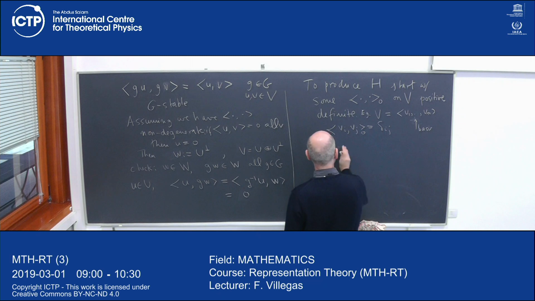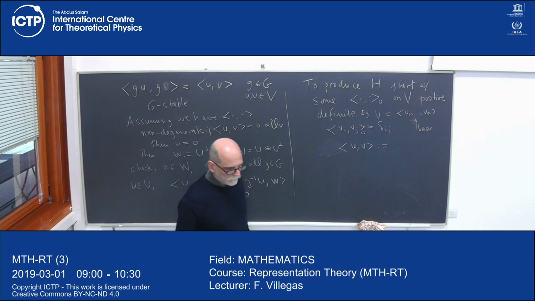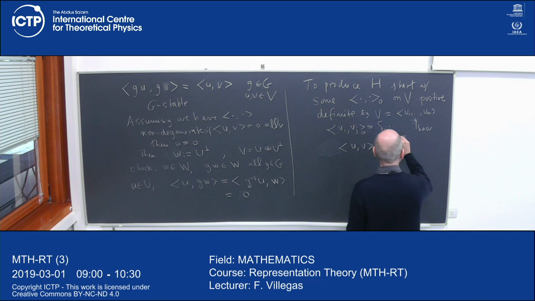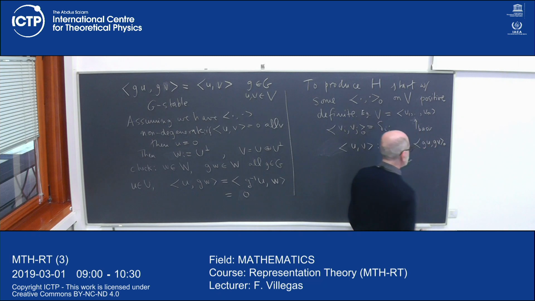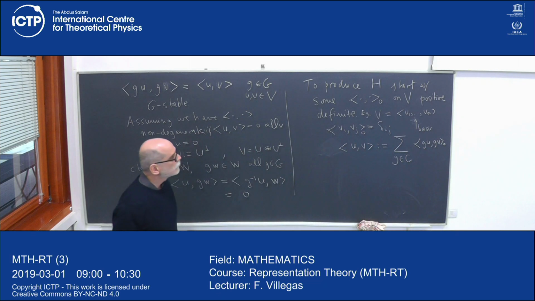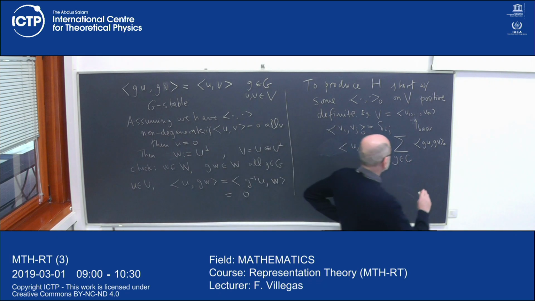I'm using H over this double bracket indistinctively, so let me use the brackets. So I want to define what the actual inner product would be, and so I can define it to be the average of all the values of the inner product that we've had over the translates by the elements of the group G.